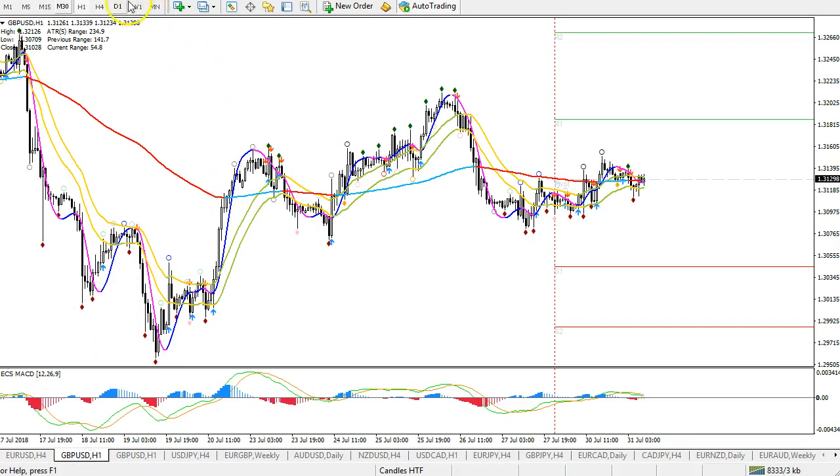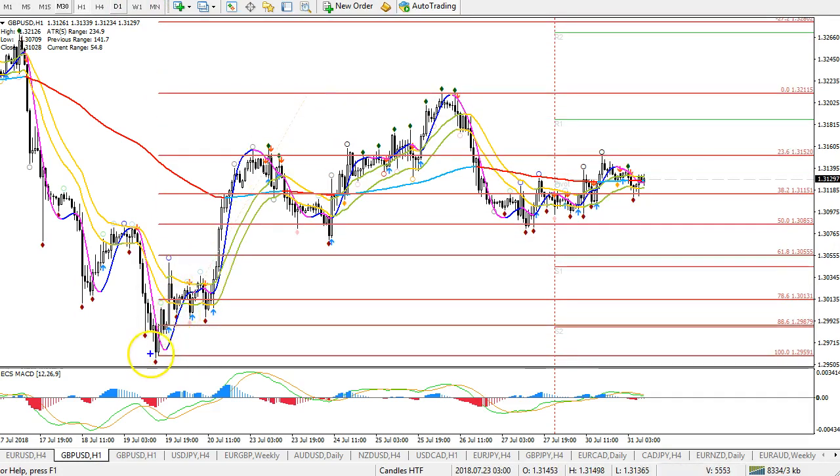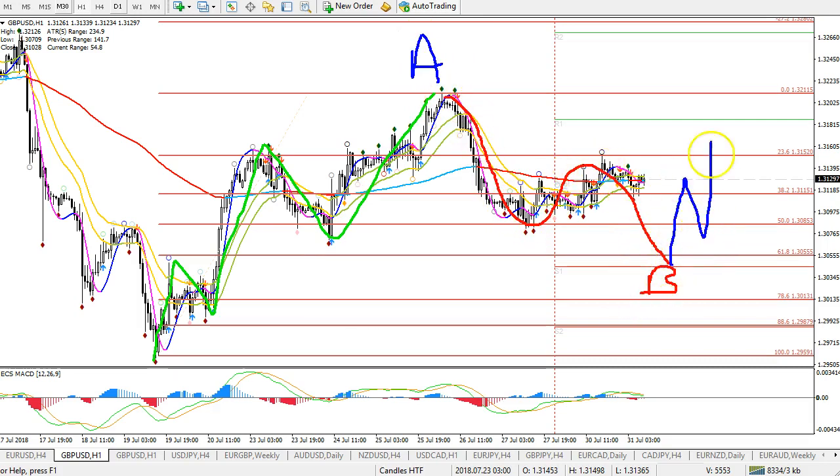Pound dollar bounced at the 50 fib. When we put the fib from here to here, we had a clear, in my view, 5 waves to the upside. We have 1, 2, 3, 4, 5. That looks to complete a wave A. And as I said, I'm expecting now an A, B, C correction for wave B, and then again 5 waves up for a wave C.